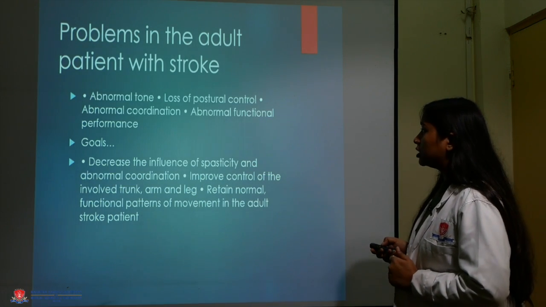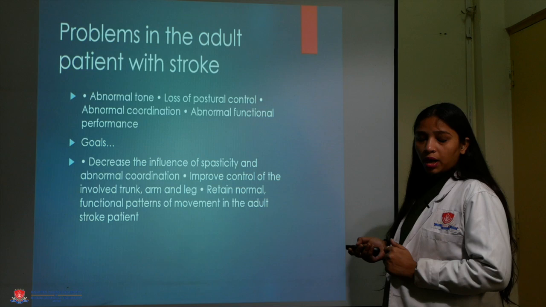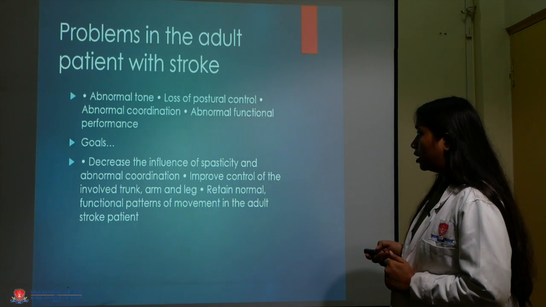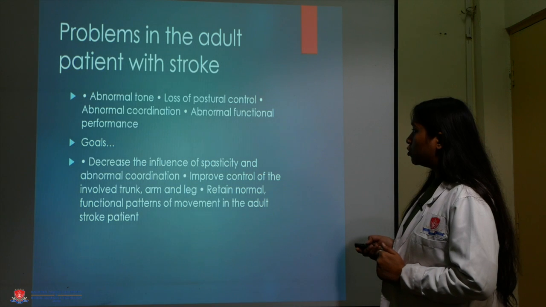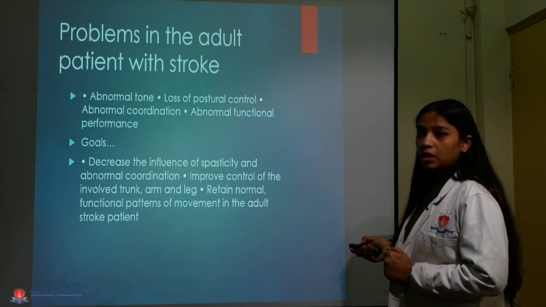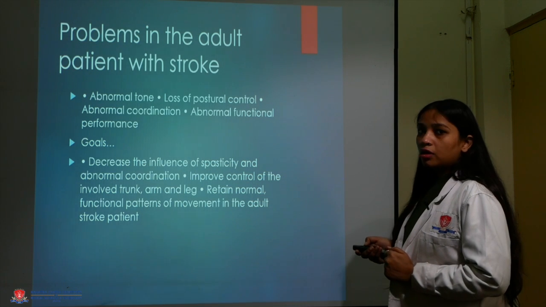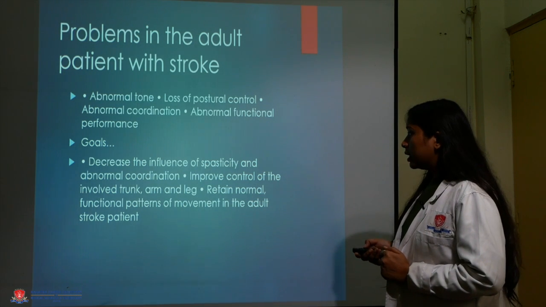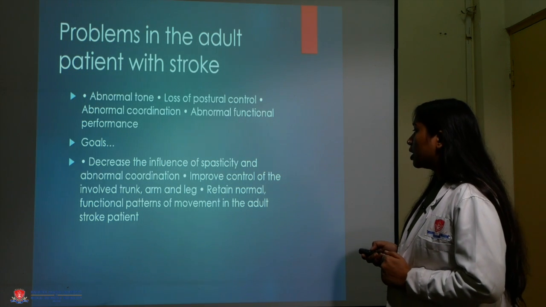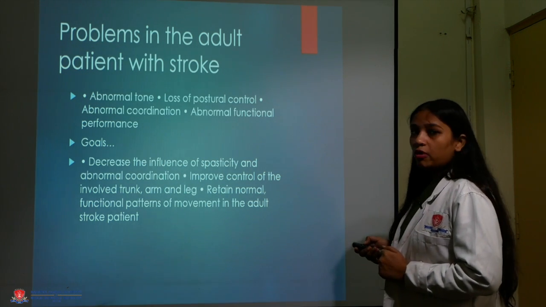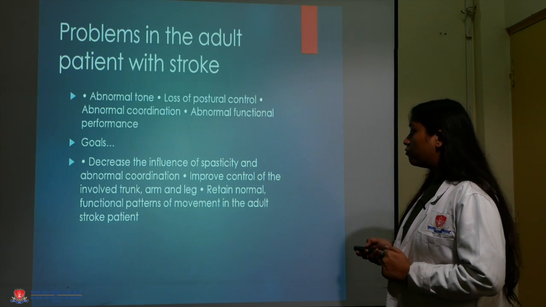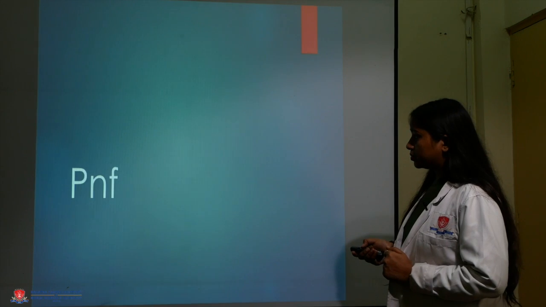Problems in the adult patient with stroke: Bobath is used in stroke patients. If abnormal tone, loss of postural control, abnormal coordination and abnormal functional performance are there, what are the goals for the stroke patient? Decrease the influence of spasticity and abnormal coordination, improve control of the involved trunk, arm and leg, and retain normal functional patterns of movement in the stroke patient.